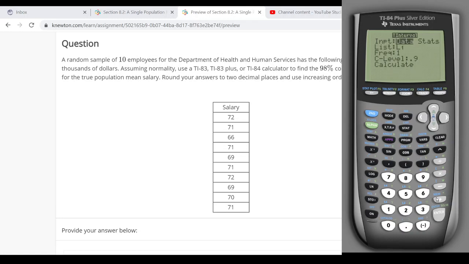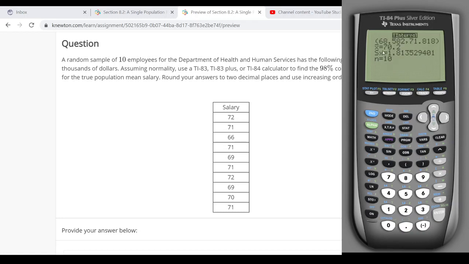So I go to data, hit enter there, and then, what's your list of data? It's already L1. I already have my list down L1, but if you want L2, hit second, then 2. If you want L3, hit second, then 3, whatever list number you had it down. I just had them down list 1. Frequency: there is no frequency list here. Each of these values is counted one time, has a frequency of 1, so I'll just leave the frequency as 1. And then what's the confidence level? They wanted us to find the 98% confidence interval, so 0.98, and you have to enter that as a decimal. And then just calculate.